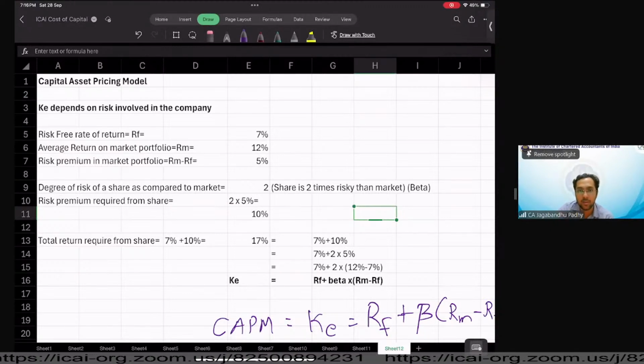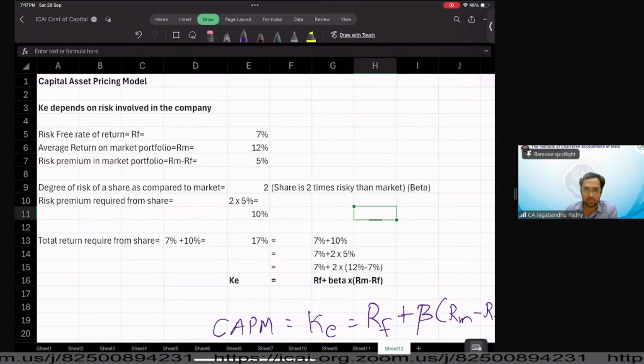Sir, what does this beta signify? Beta is the degree of risk that the share has as compared to the market. It denotes 2, na, sir, because from the formula it comes to 2? No. This number will be given to you. How to calculate this beta is a part of your CO final. The 2 is the beta. Beta is the degree of risk of the share as compared to the market. It means your share is double risky as compared to the market. That is beta. If it is triple, then beta will be 3.